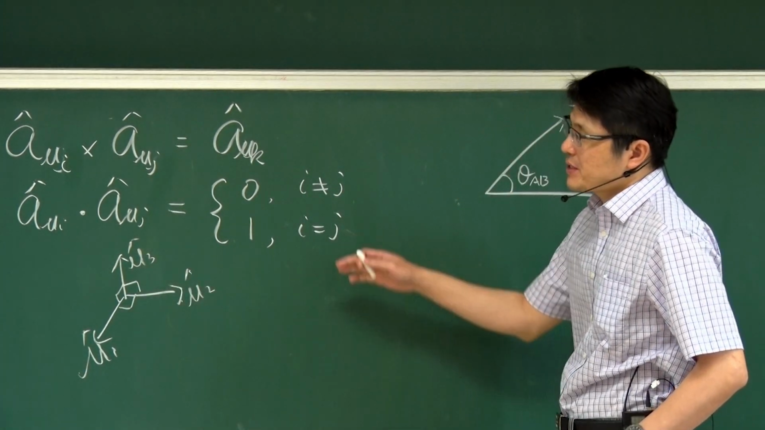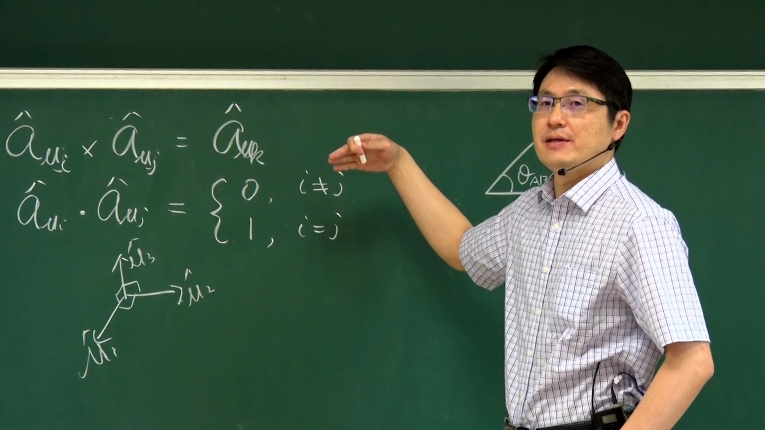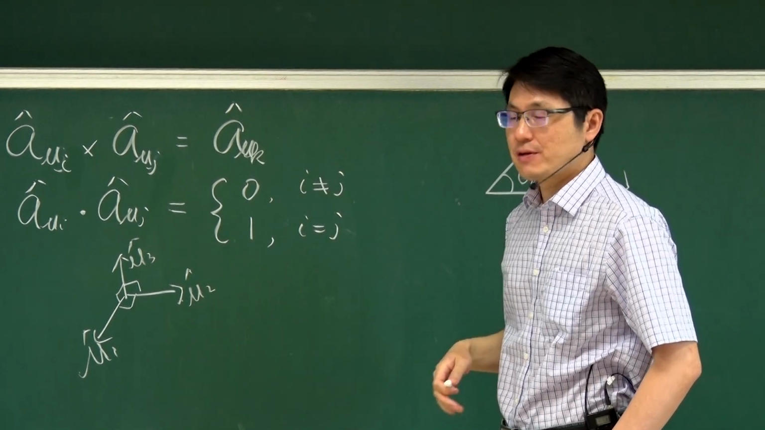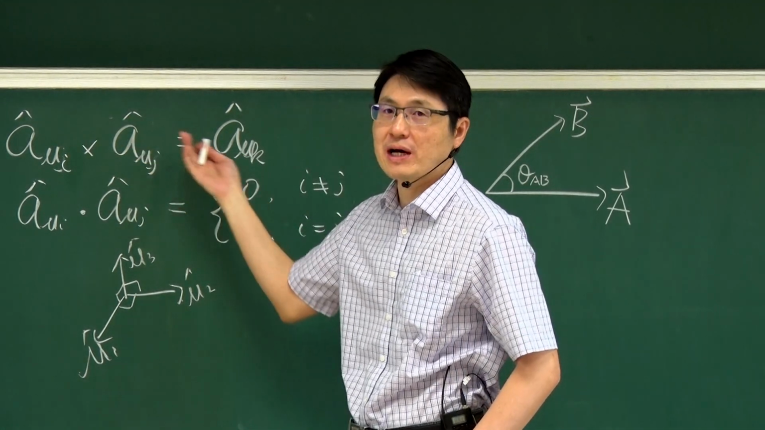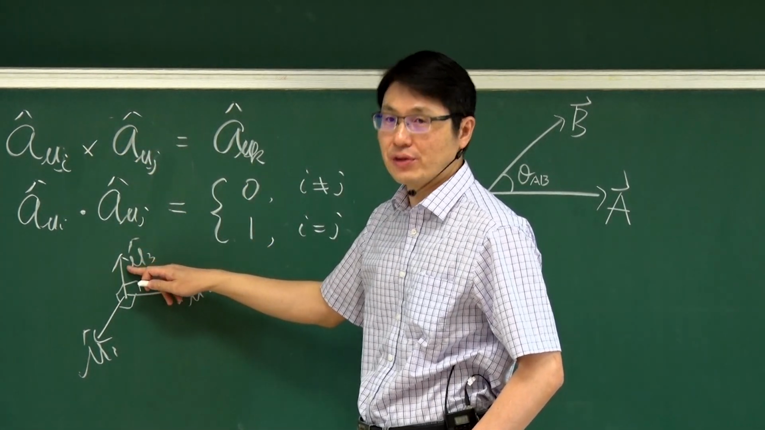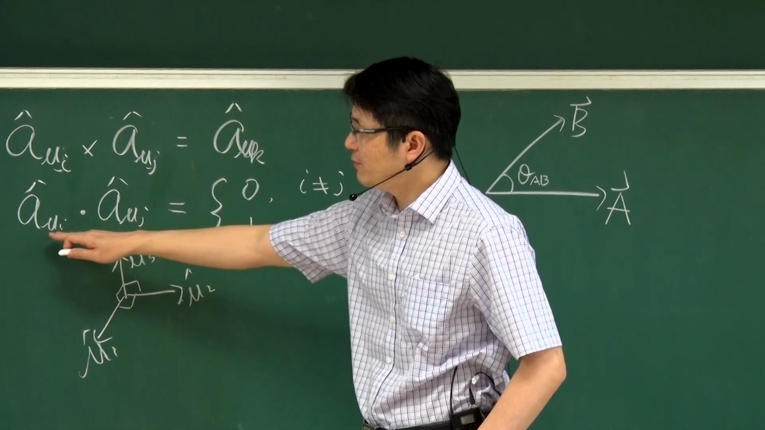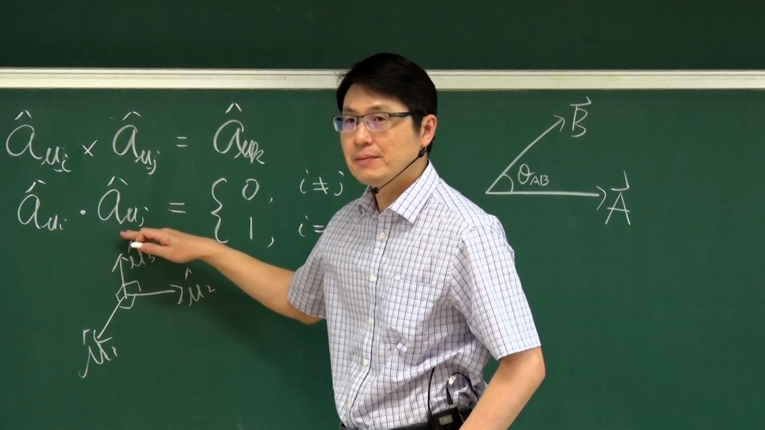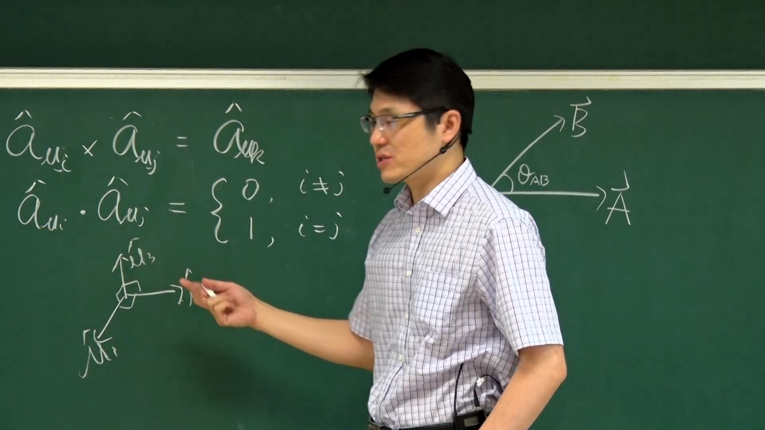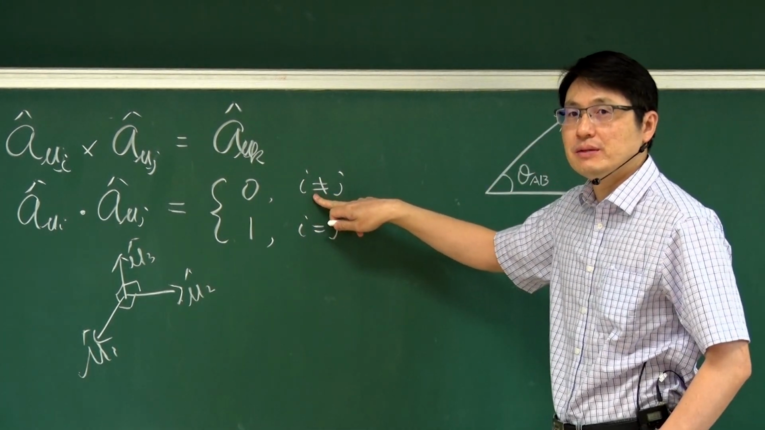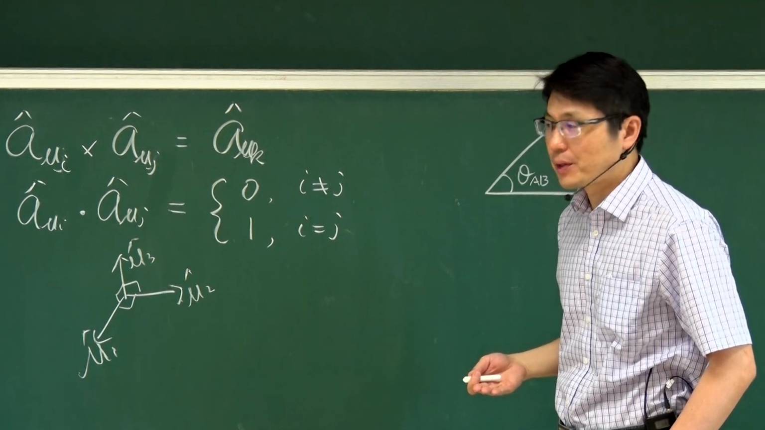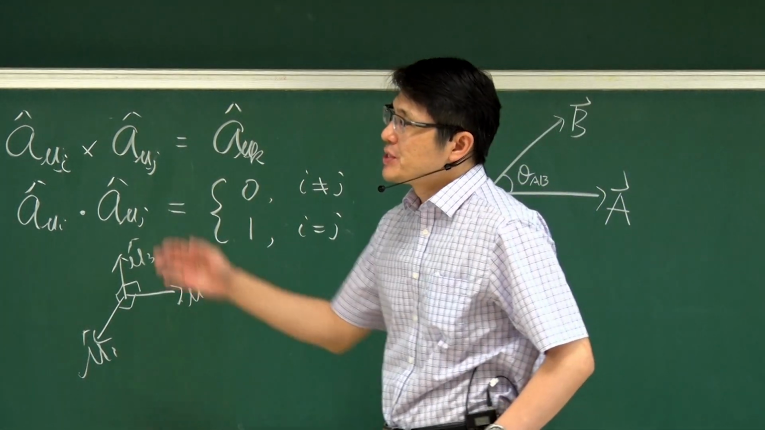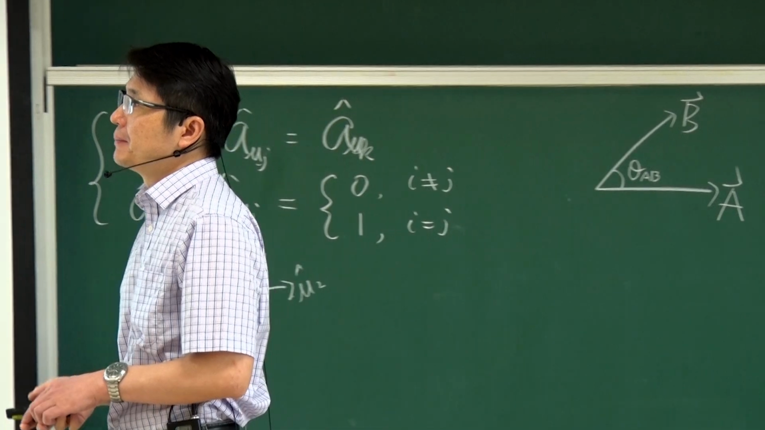Right? So basically, if you write the stringent formulation in math, any two unit vectors making a cross product will be the third one. Okay? And if you make the dot product between any two unit vectors, they will be zero if they are not equal, because they are perpendicular, right? So today we're going to look into more details.